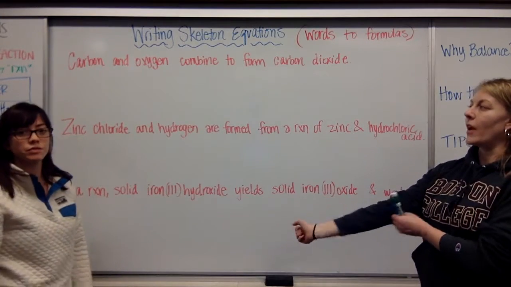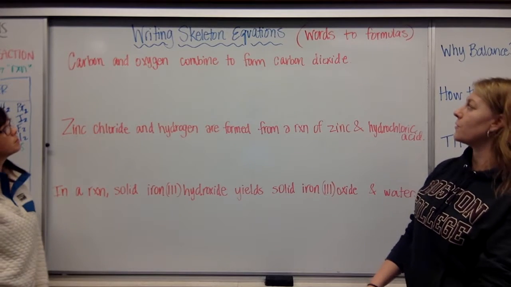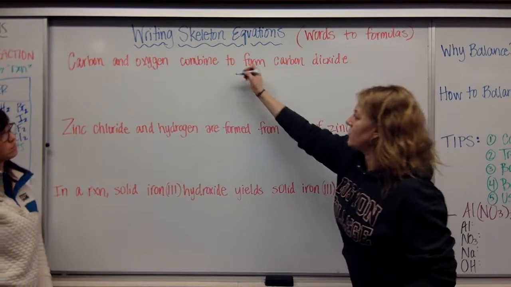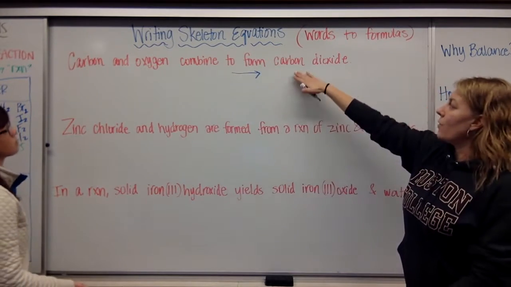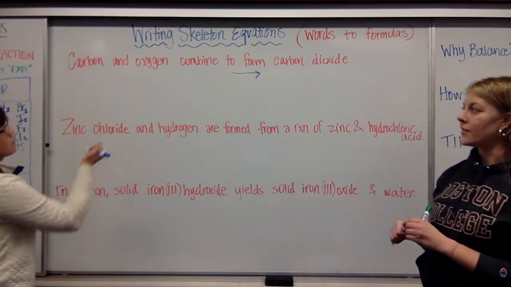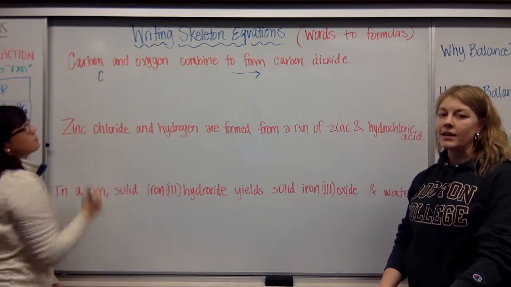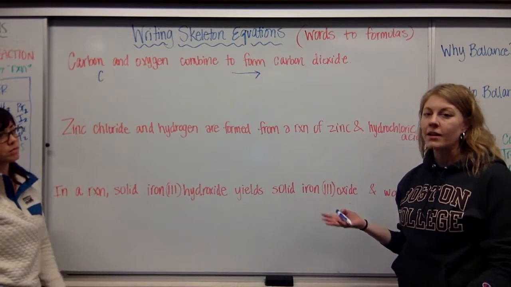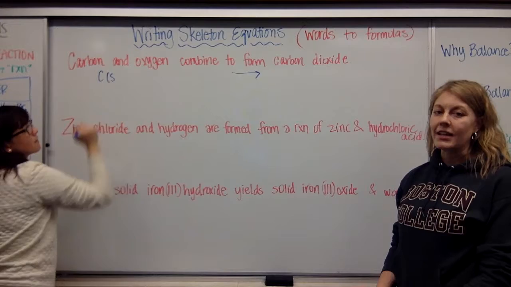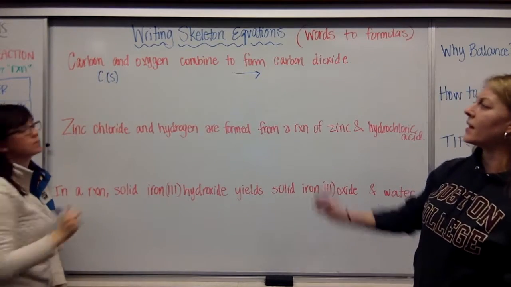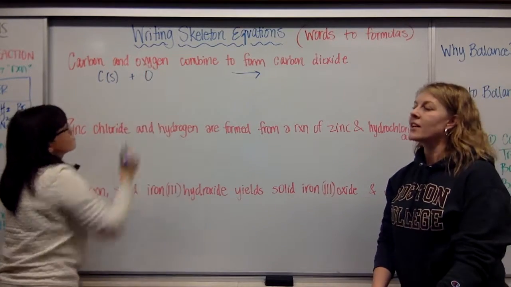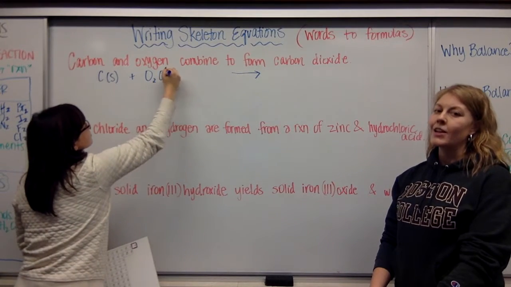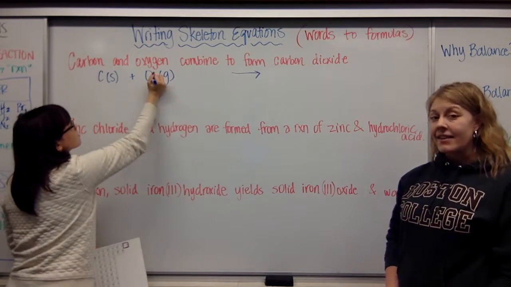Our very first one: carbon and oxygen combine to form carbon dioxide. We see to form, so we might just draw in our yield sign here. We know that it's going to form carbon dioxide. Carbon and oxygen are our reactants. Carbon we just write as C. Now you want to include the state symbol. What state is carbon? Hopefully you remember that carbon is a solid at room temperature. Then it's combining with oxygen, so we have plus O2, because oxygen is one of our diatomics. Hopefully you all remember that oxygen is a gas at room temperature.